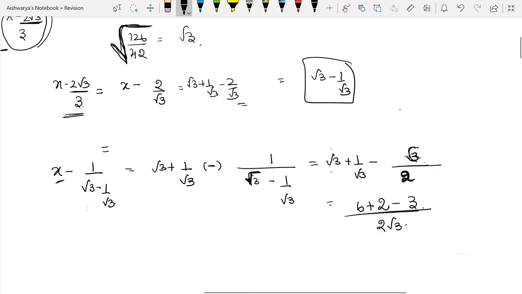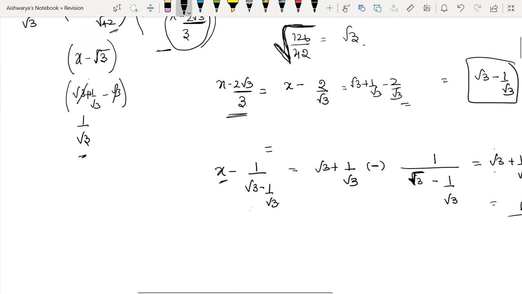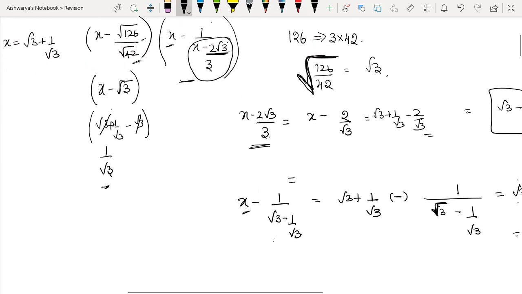minus 3. So what you get is 5 by 2 root 3. So 1 by root 3 into 5 by 2 root 3. 5 by 2 root 3 is 5 by 6. It's a positive 5 by 6.